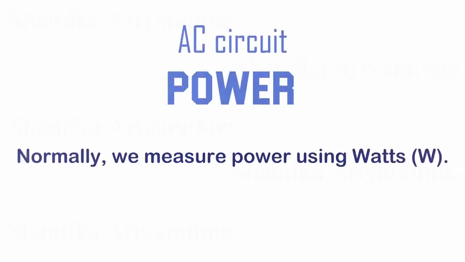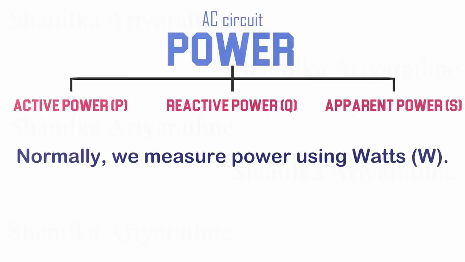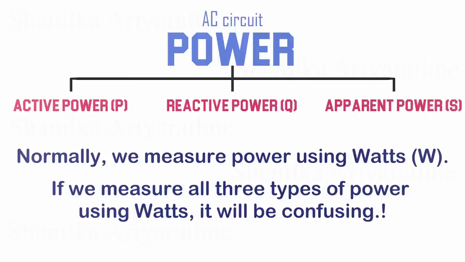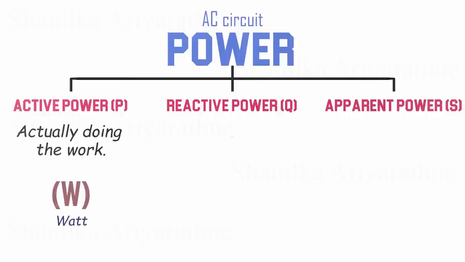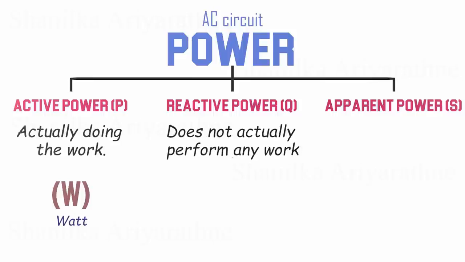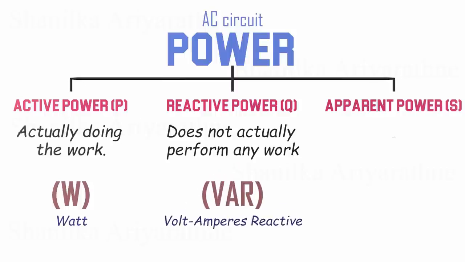Normally, we measure power using watts. However, here we have mentioned three types of power. If we measure all three using watts, it will be confusing. Therefore, we only measure the active or real power using watts because it is the power actually doing the work. As discussed before, reactive power does not actually do any work. It oscillates back and forth between the power source and reactive components. However, it causes an increase in current in the circuit, so it is important to measure this power. Reactive power is measured using volt-amperes reactive or VAR.